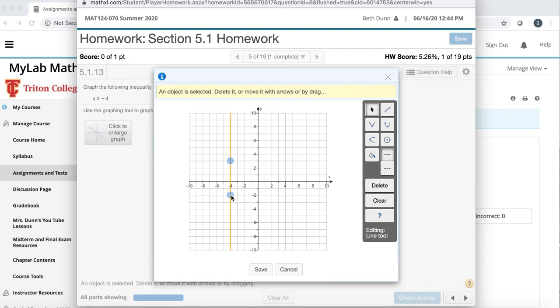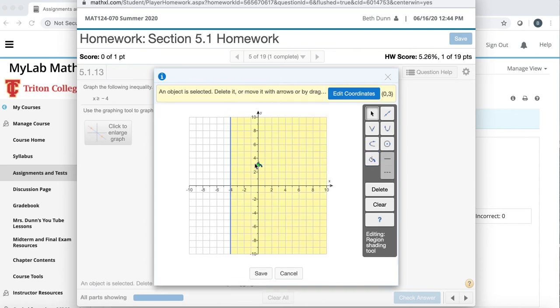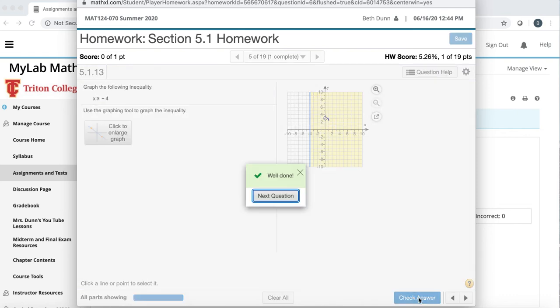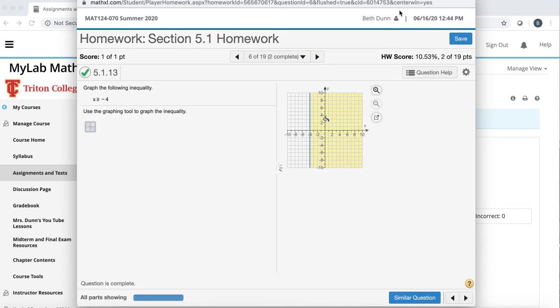Now where should I be shading? Check the origin. Does 0, 0 work? Is 0 bigger than -4? It is. So I'm going to empty the paint on this side of the line. Okay? I hope that helps.